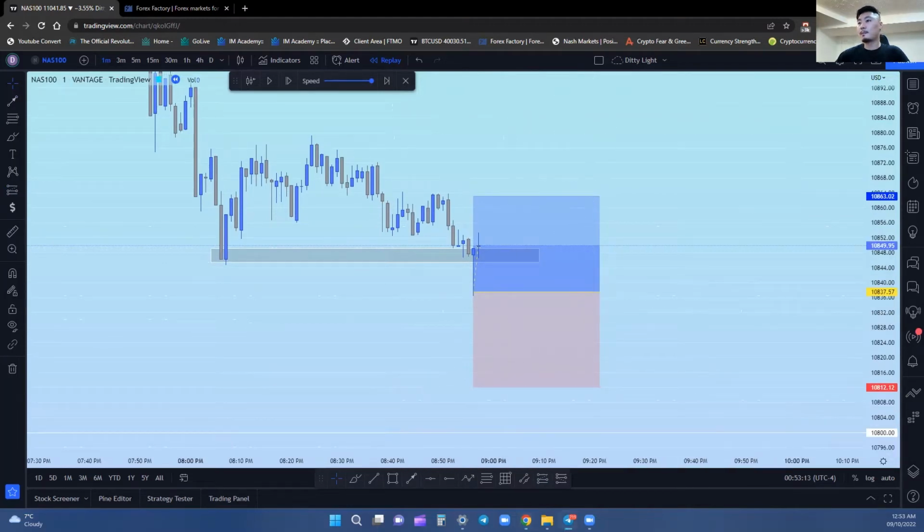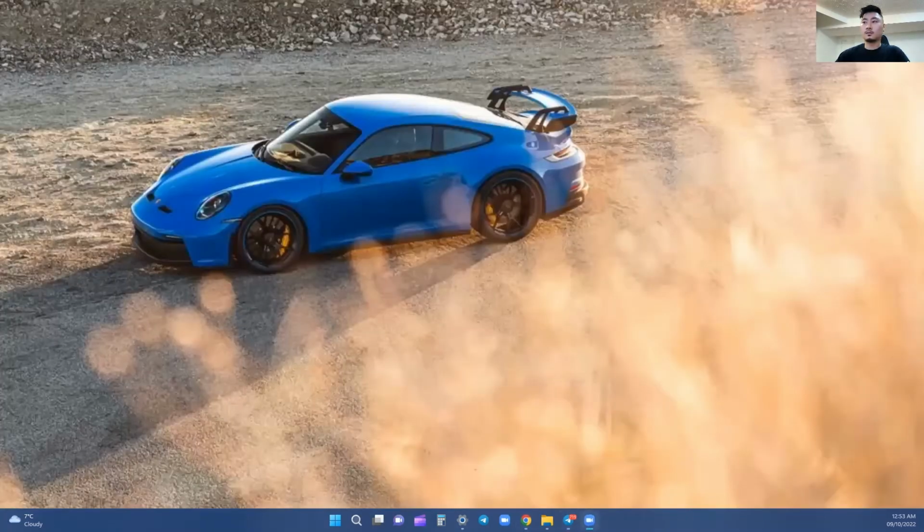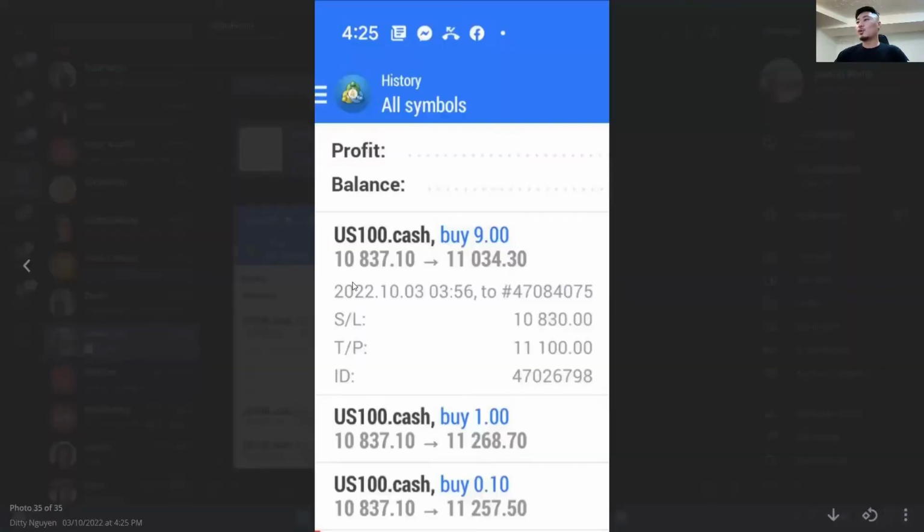Let's look again to make sure where it is. Oh, here. There we go. So 10, 8, 37, 10, right? Stop loss 10, 10, 8, 30. So why 10, 8, 30?